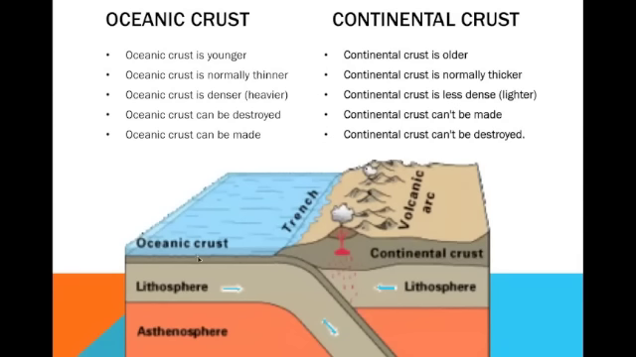Firstly, the oceanic crust, so where there's the ocean, it's younger, and it's usually thinner, and it's denser, so that means heavier, and it can be destroyed, and it can be created. Whereas the continental crust, so where there's land, it's a lot older than the oceanic one. It's normally thicker, it's usually less dense, so it's lighter, and it can't be created, and it also can't be destroyed. So since the oceanic one is heavier, this one's lighter, the oceanic one will sink. But we'll talk about what this is afterwards.